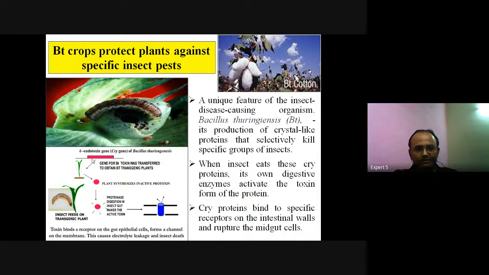In these plants, the cry gene, which is the endotoxin, is expressed and synthesized in the form of inactive protoxins. When insects ingest this plant leaf, the inactive protoxin goes down into the midgut of the insects, where protease activity activates the protoxin into the active toxin form. Then it ruptures the wall of the midgut, and ion imbalance occurs, which causes electrolyte leakage and leads to the death of the insects.